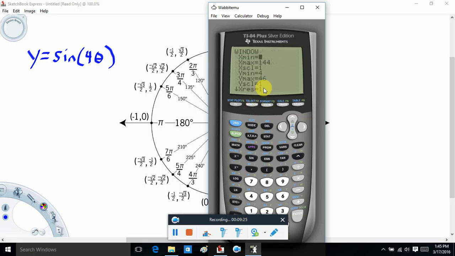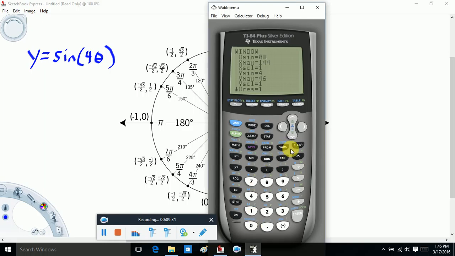Okay, in our window, let's make our x min 0, our x max 2 pi, our x scale pi over 2. And y min would be -2, y max will be 2, and then graph that.